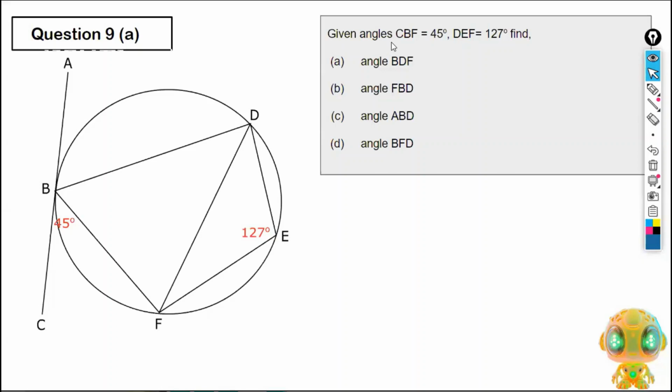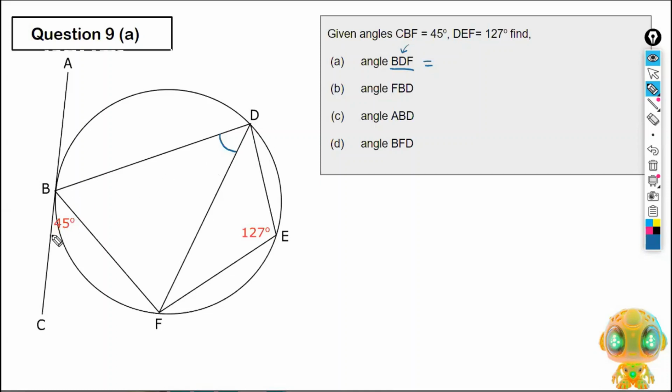The first one, they said angle BDF. Now in the exam, they're going to give you 3 letters. BDF, you trace the letters: B to D to F. That's this angle over here, right? For part A.